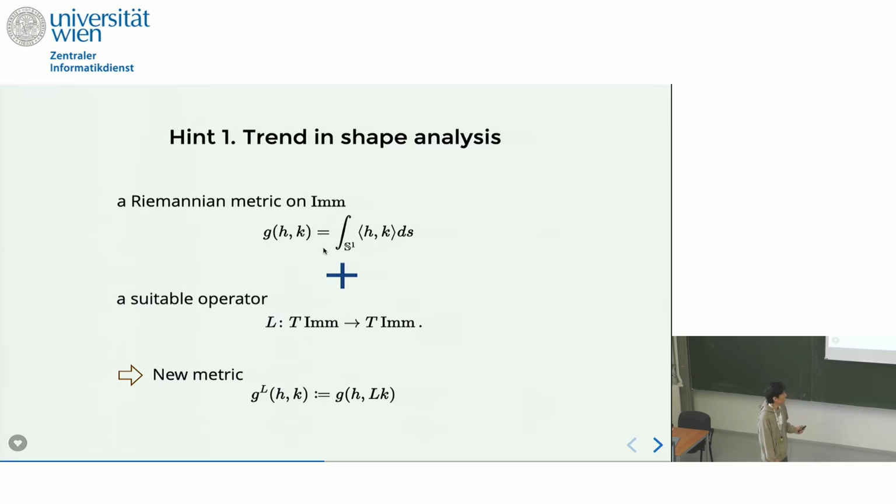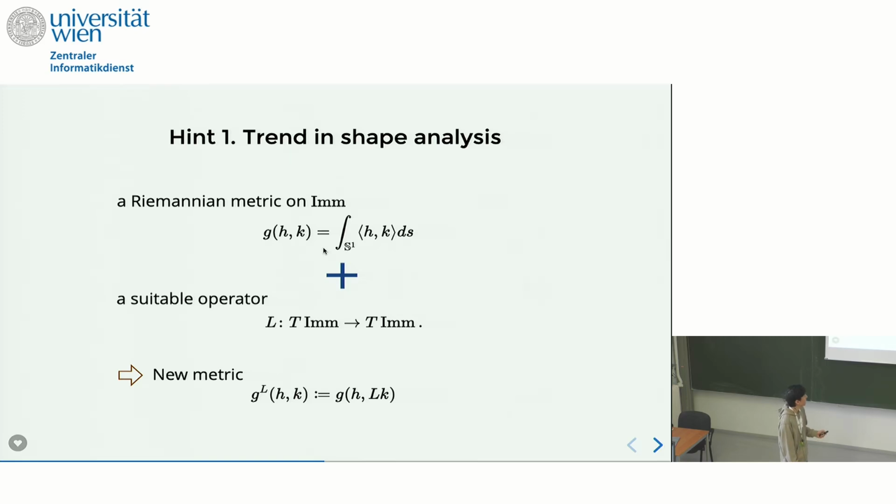The new metric that I get is just by plugging L into h and k. And usually I assume L is self-adjoint, so it doesn't matter whether I apply it to h or k. Anyway, maybe I can get a new metric if L is a nice enough operator. And this is the first hint from shape analysis.